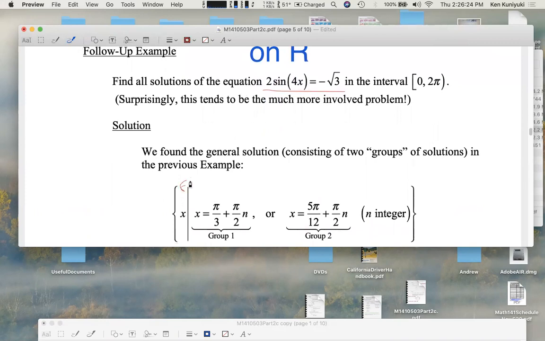The set of all x in the reals, such that x was a member of this first group, I'll call group 1, or x is a member of this second group, which I'll call group 2, where n is an integer. You should write that.